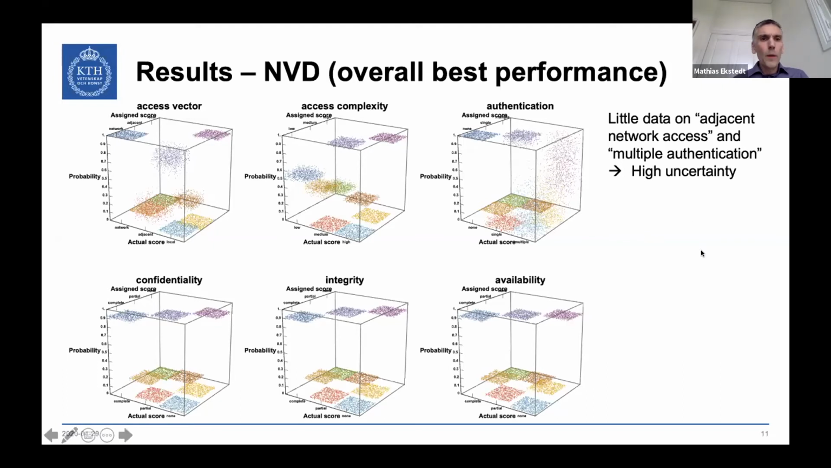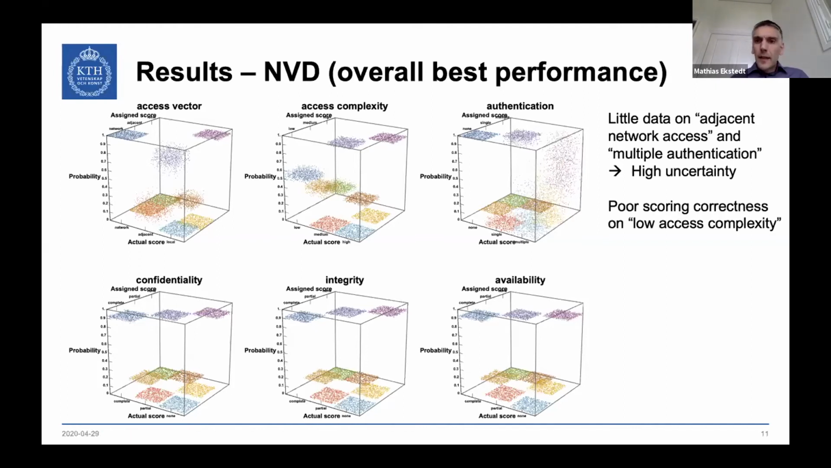There is one problem we had, and this is the exact one I showed you previously: for the access vector and the adjacent score, there was very little data. Therefore, we don't know so much. We have a lot of uncertainty there because we're lacking data points, essentially. The same goes for multiple authentication. So these are the places where you can see big clouds. These are areas where we have high uncertainty.